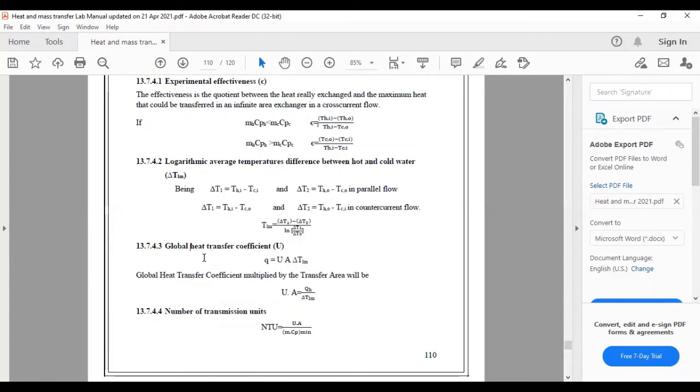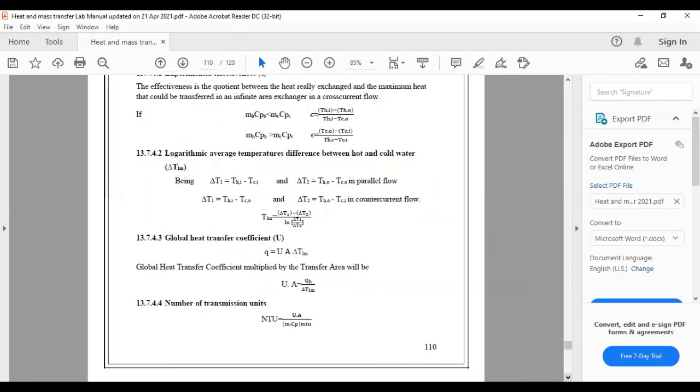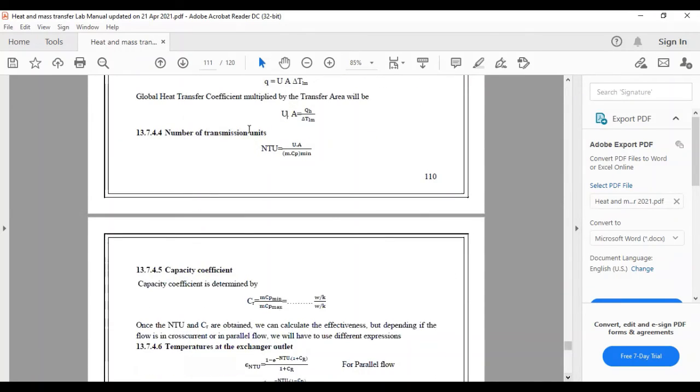Finally, for the global heat transfer coefficient, we already have calculated this also in our objective one. So this is the formula: Q is equal to U A delta TLM. Q is basically here QH, which we have computed, and this delta TLM we have calculated here. This delta TLM is basically TLM, they are the same. So area is given, we will calculate the value of U, and finally now we have to calculate the number of transmission units, NTU.